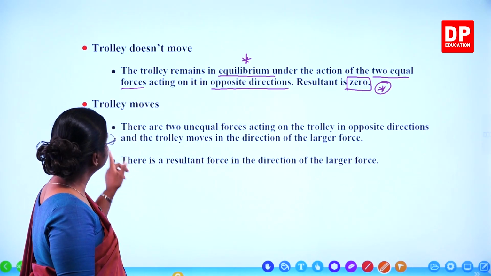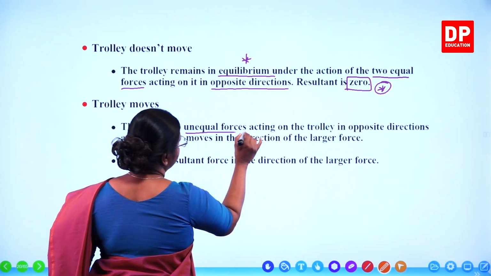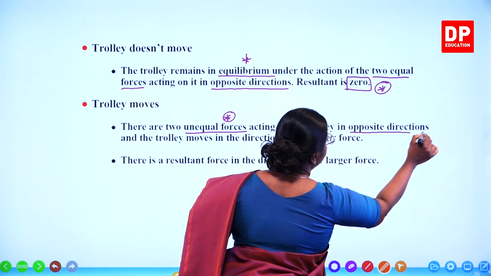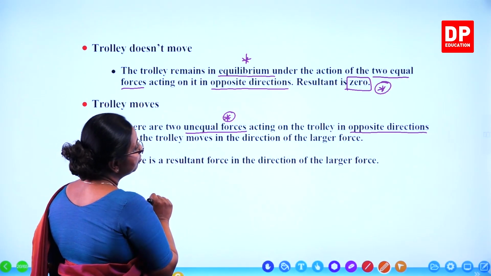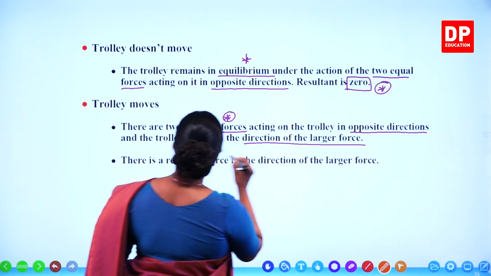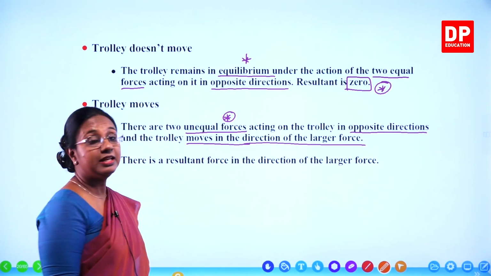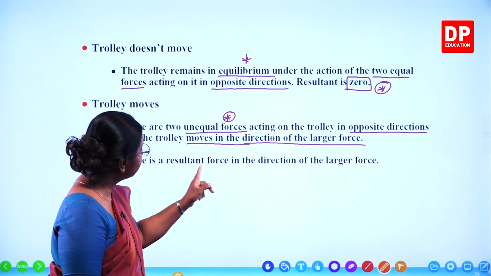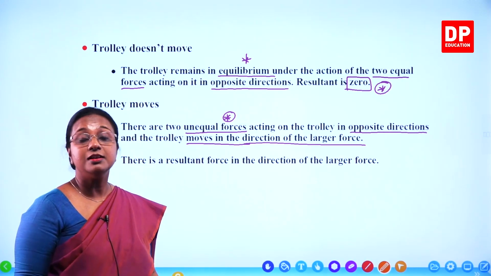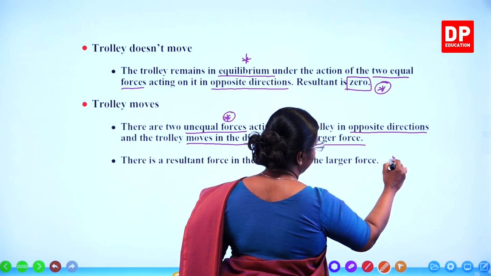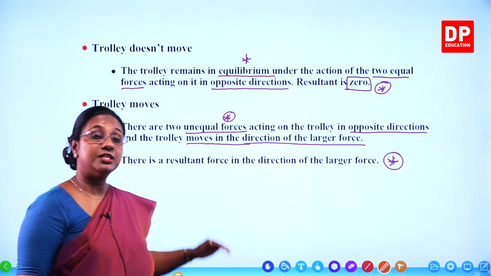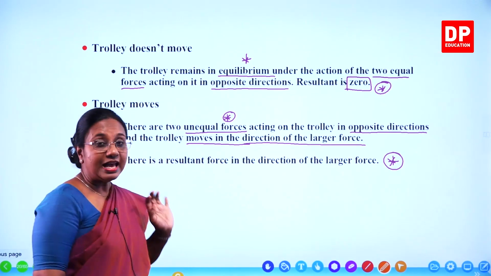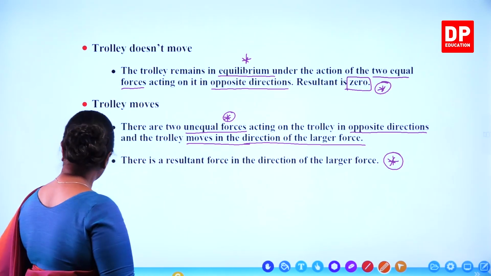Then the trolley moves, there are two unequal forces. So when there are unequal forces acting on the trolley, again in opposite directions, the trolley moves in the direction of the larger force. All what I explained to you all before. So there is a resultant force in the direction of the larger force. This is also important. So these are all the conclusions and the understanding that you can get from the activity. So with that, students, I will move on to the next slide.